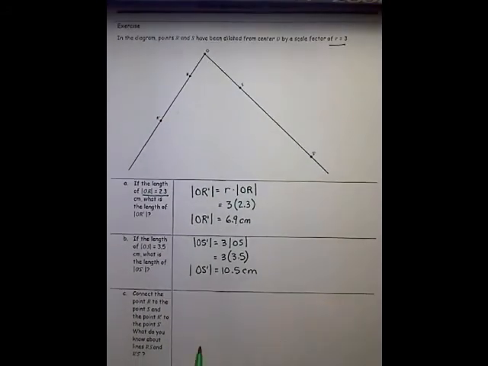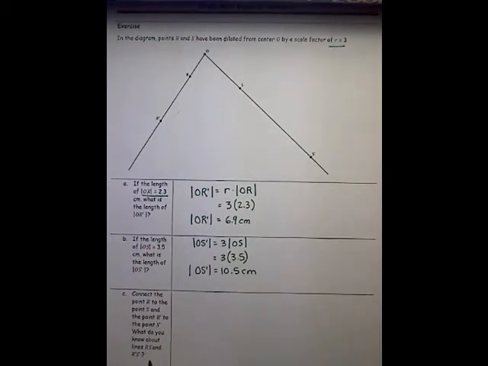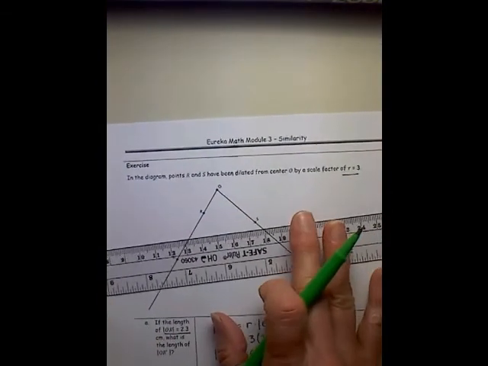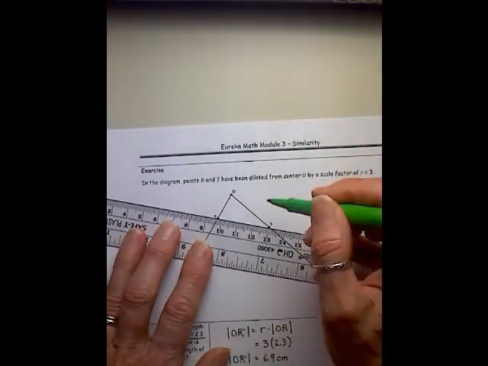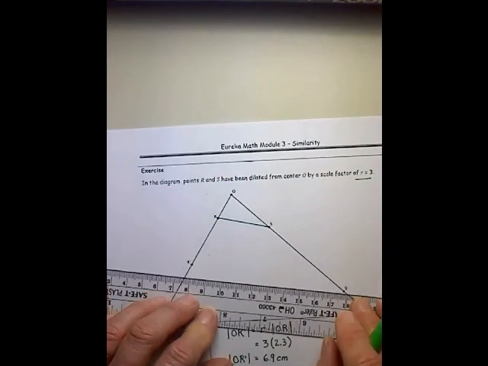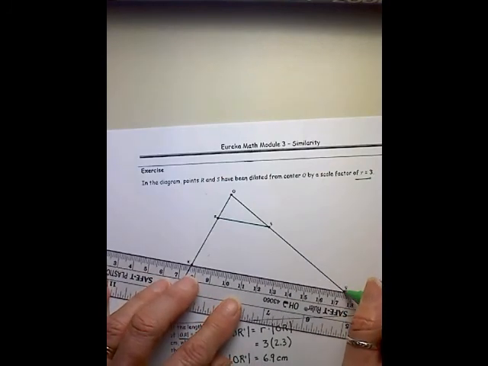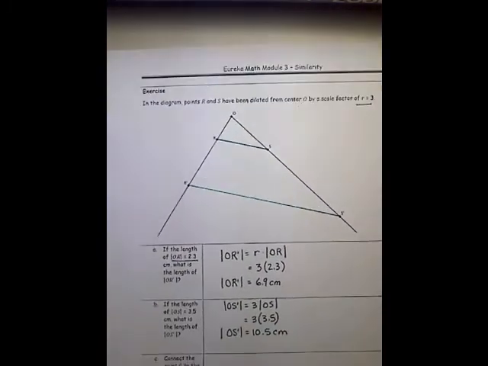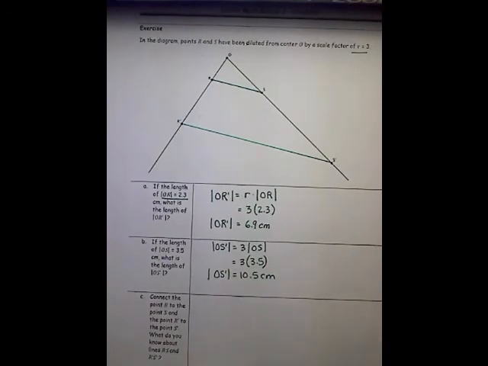Next, connect point R and point S, and then point R prime to point S prime. And what do you know about those lines RS and R prime S prime? Pause the video and complete that activity. What I know about those lines is that RS is parallel to R prime S prime.